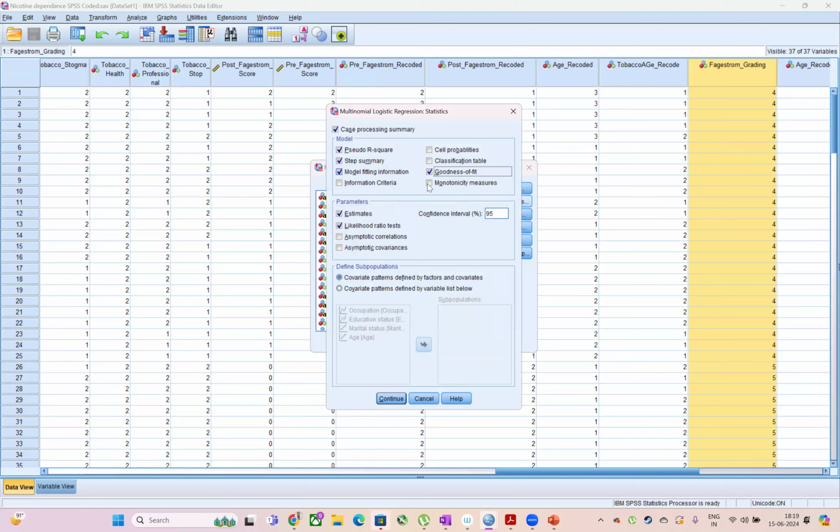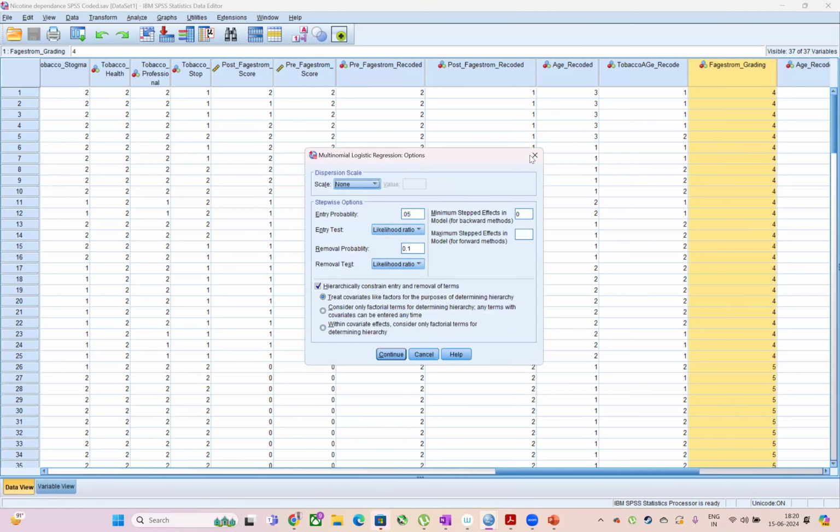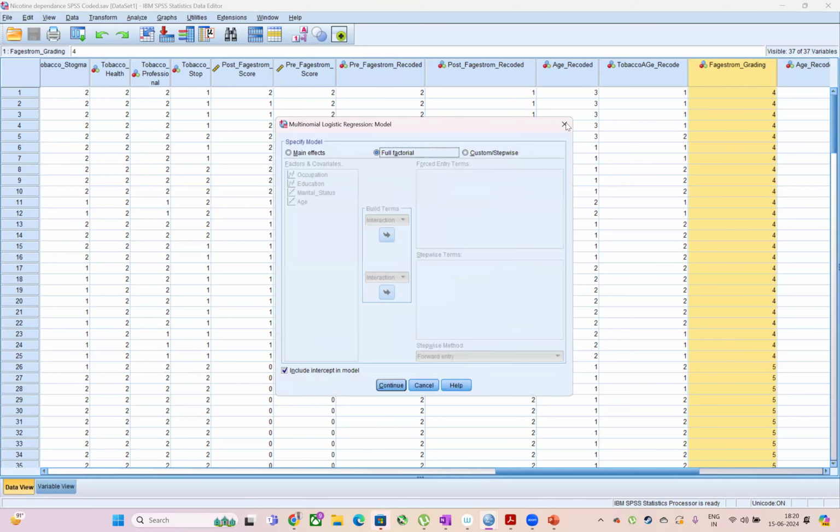So again, I am not going into these details. And again, the interactions I am not going to deal with. So you just see these things. Criteria, I'm not going to go into this. And dispersion scale, I'm not going to touch. And bootstrapping, I'm not going to touch. And model, this is the interaction model. This is also not going to touch.